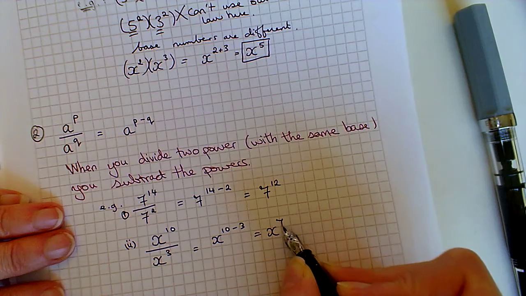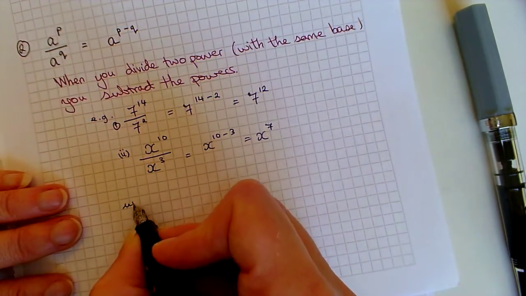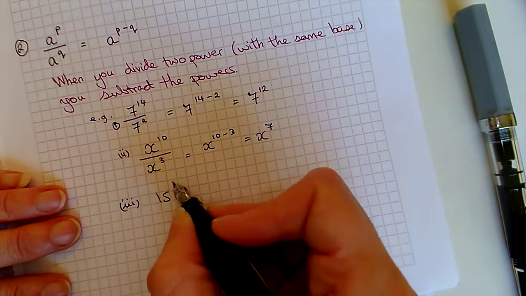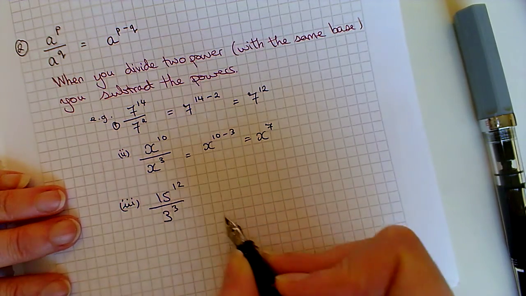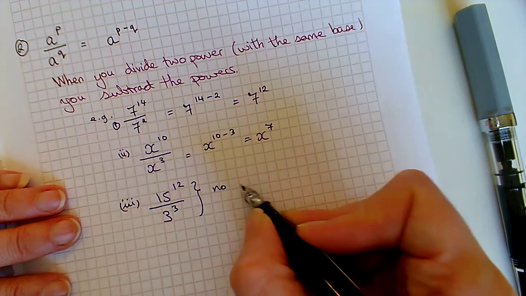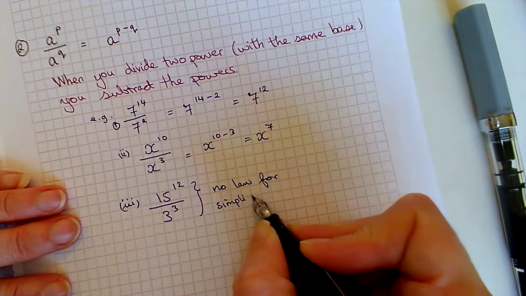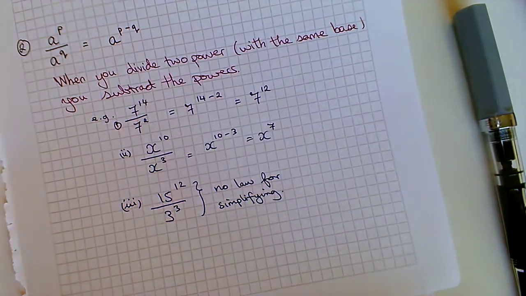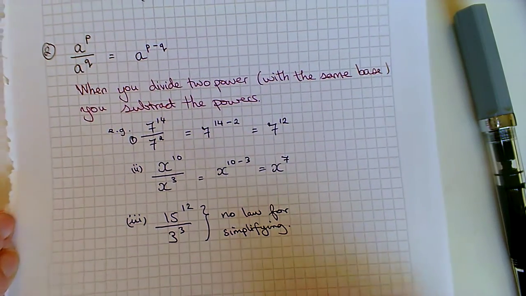That's x to the power of 7. But of course, if I have two different numbers, if I have 15 to the power of 12 divided by 3 to the power of 3, I have no law for simplifying this because the bases are different. So we just leave it like that, or put it into our calculator if we know the numbers, or if they're just letters, we just leave it like that. Okay, so that's the second power.